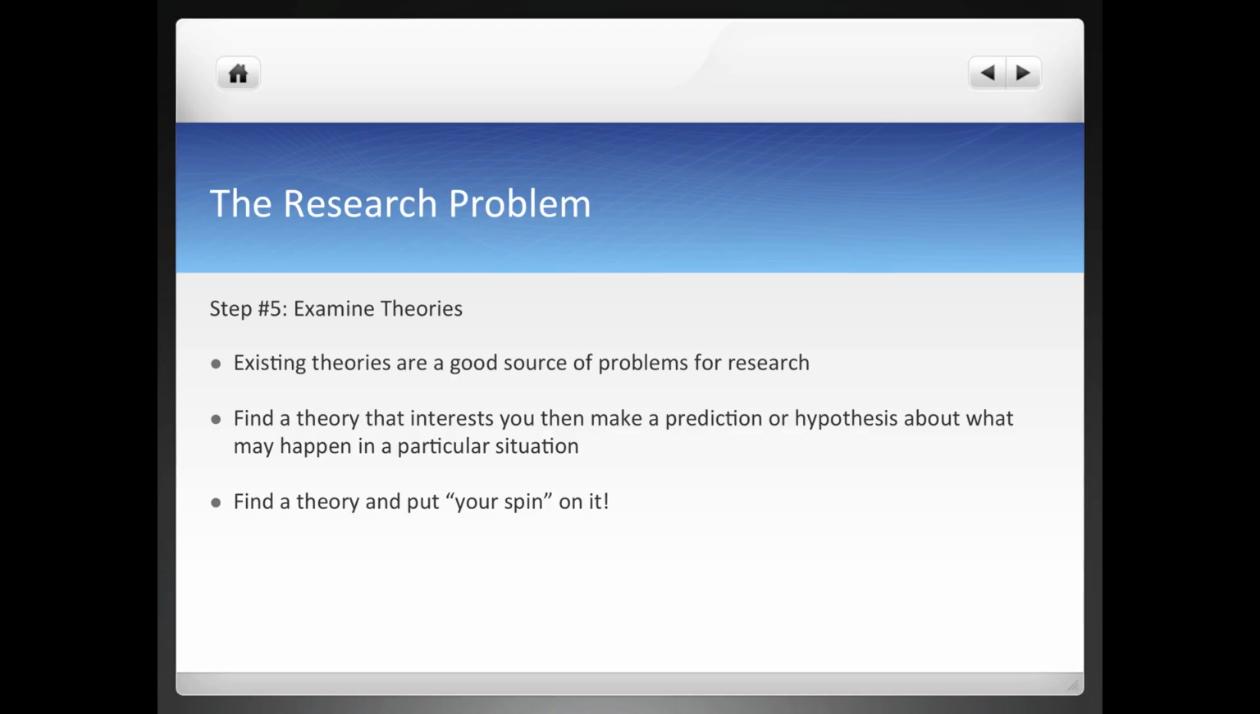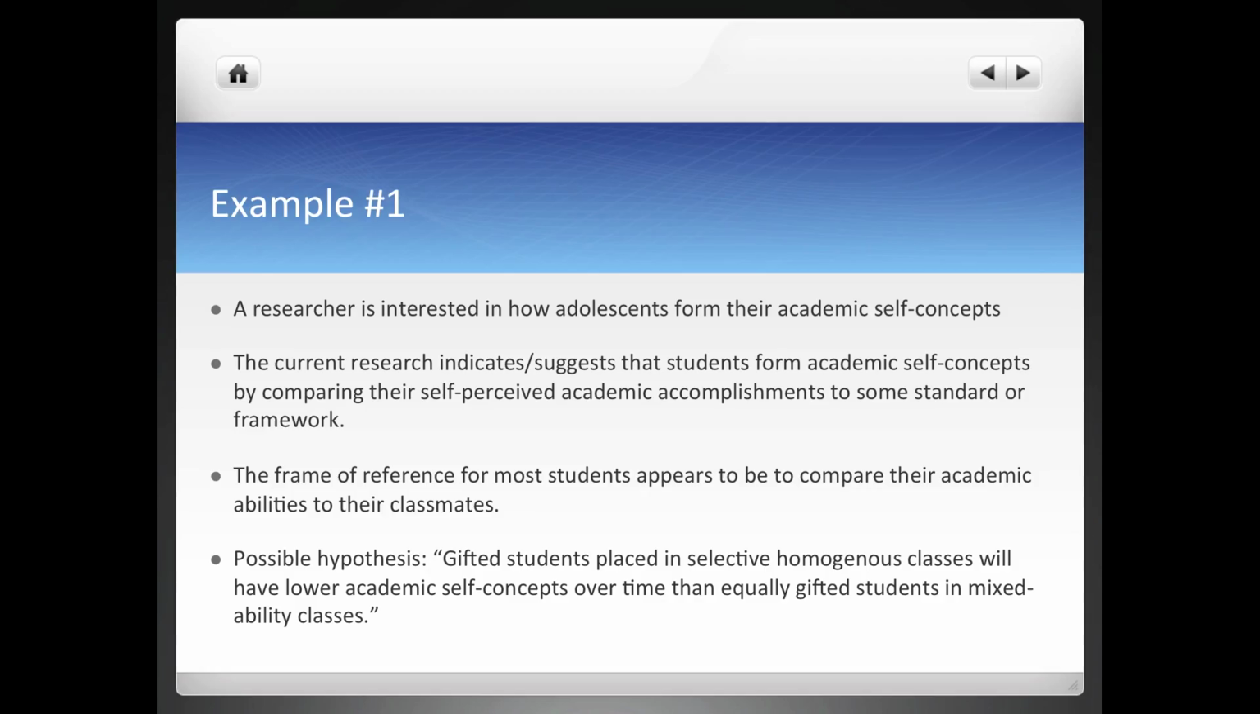All right, guys. Step number 5: examine theories. Guys, you've got to dive into the literature. Try to find a theory in the examination of the literature that interests you. And if you find something, remember, you can't replicate the study, but you can replicate a study with a little different design. So if you find something that's cool, see the way they set it up, put your spin on it, and go for it. Well, first of all, get it approved, and then go for it.